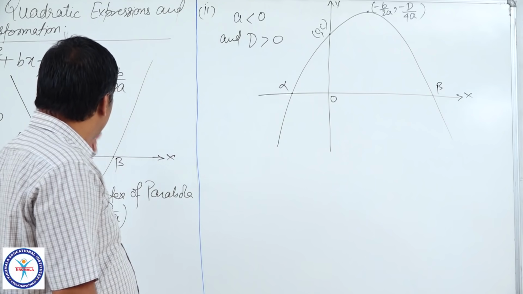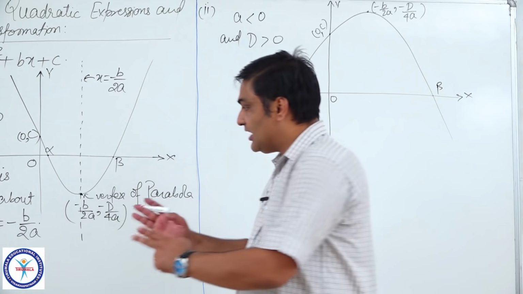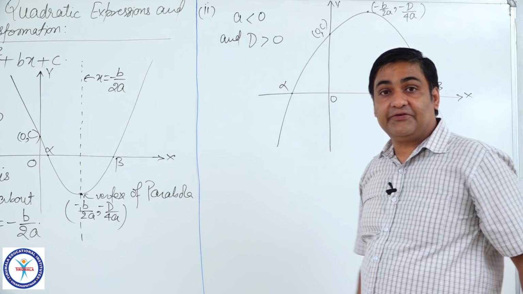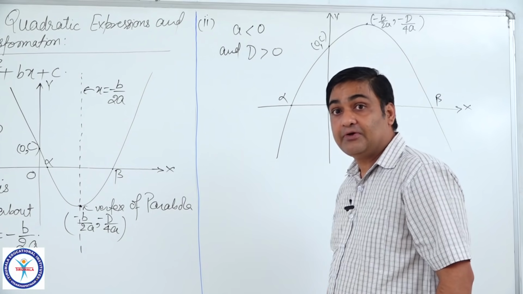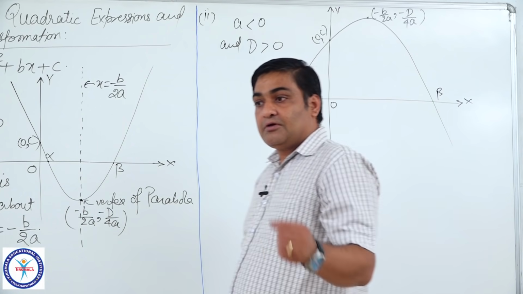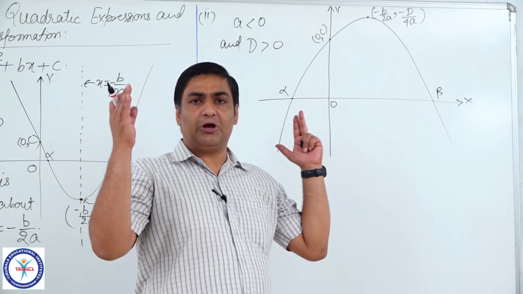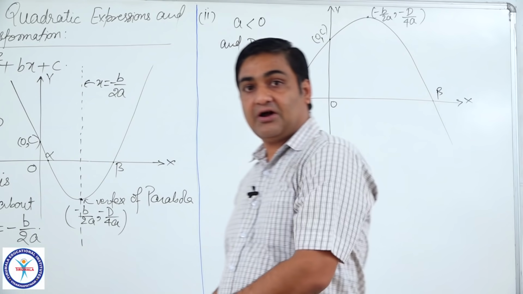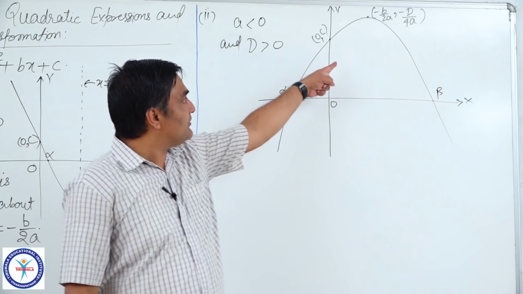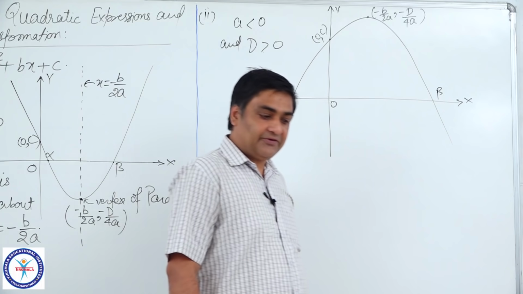So now you observe, when the coefficient of x square is positive, the graph is opening upward. And when the coefficient of x square is negative, the graph is opening downward. Okay, when the coefficient of x square is positive, graph is opening upward. When negative, graph is opening downward. Graph is a parabola. This is also a parabola. Also, there will be a line which will be the axis.